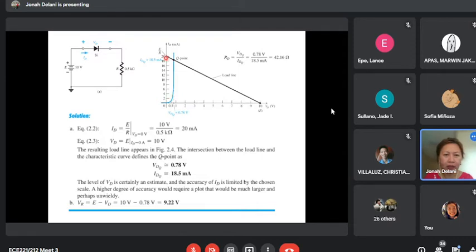And then we make ID equal to 0, VD is equal to E. So that is 20 milliamperes here, 10 divided by 0.5 kilo ohm. Then we have the value of the voltage source here, E, which is 10. Then we draw a line here, and we see where it intersects.